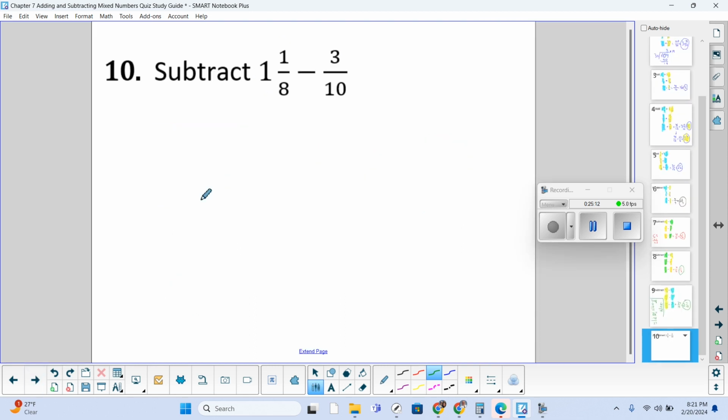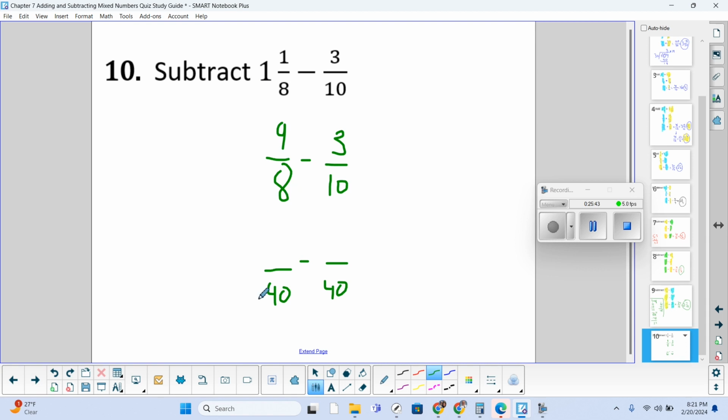All right, let's go to the last problem. The last problem is 1 and 1/8 minus 3/10. So 1 and 1/8 would be 9/8. Minus 3/10 would just be, well, it's already a fraction, so 3/10. A good common denominator for these two would be what? Some people would say 8 times 10 is 80, but there's a smaller one, 40. 40 is a common multiple of both 8 and 10, and that's the one I would use.